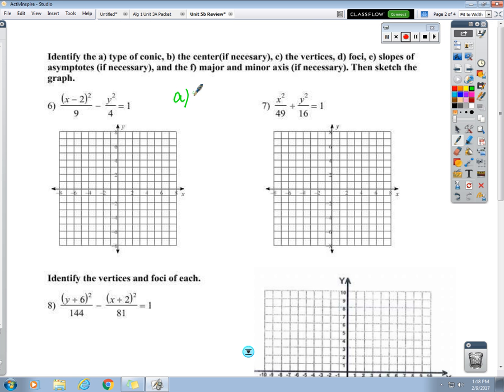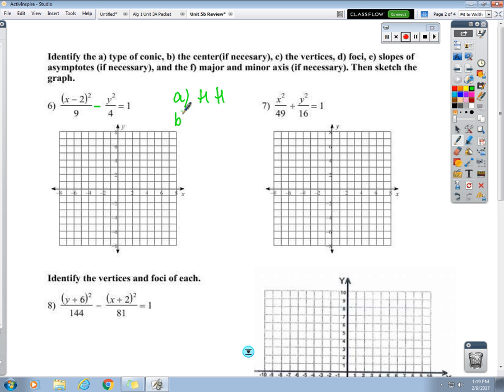Okay, so what type of conic is this? Hyperbola. How do we know that? Because there's a minus, right. So now I'm going to focus my attention on the two hyperbola equations. This is what type of hyperbola? Horizontal, and how do we know that? The x came first. So we're done with A.